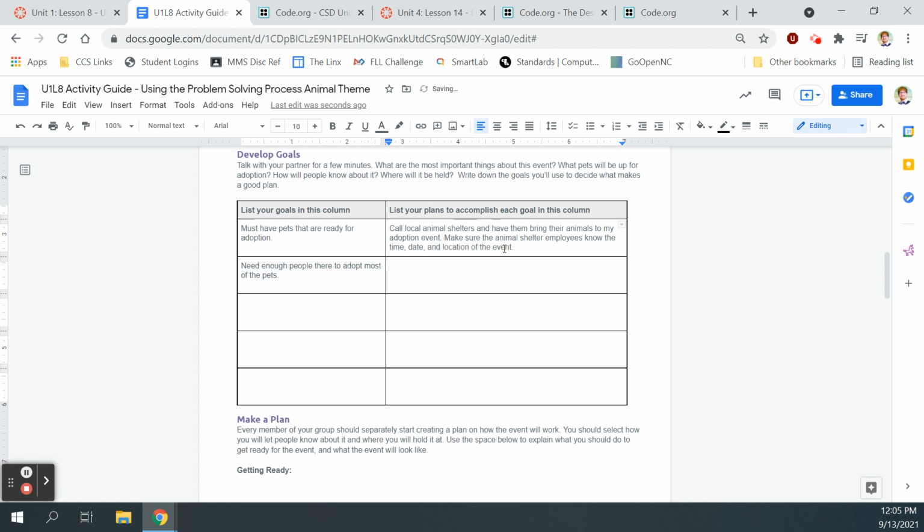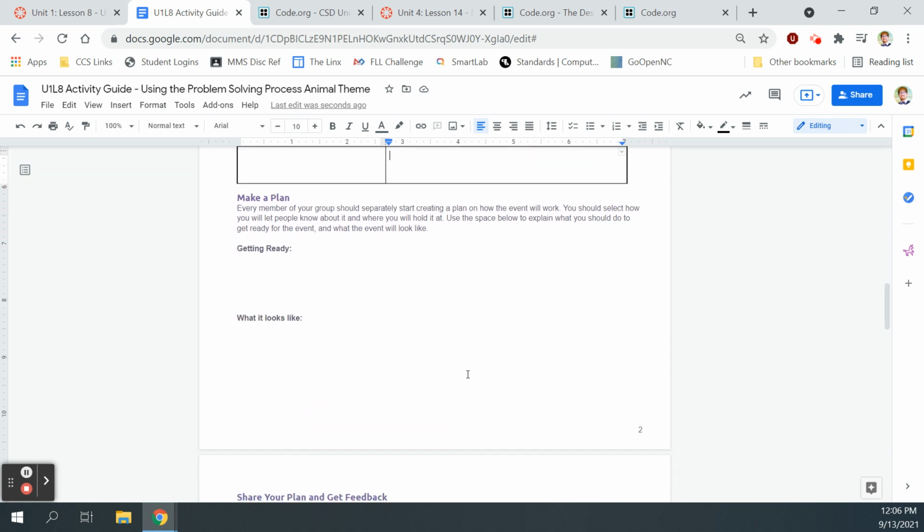There we go. And then this part, right? This goal is we need enough people there to adopt most of the pets. So how do we get people to our adoption event, right? List your plans there. And then you need 3 more goals. And tell me how you accomplish those goals.